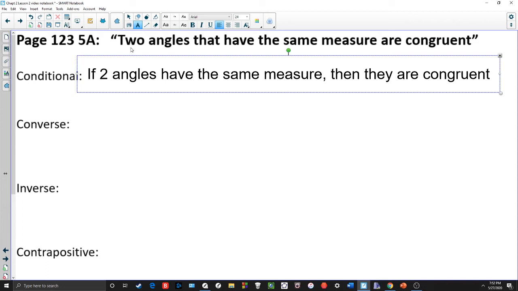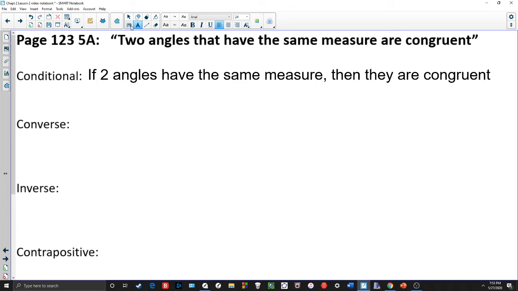So again, we have our first statement, two angles that have the same measure, and then our second statement is they are congruent. Now, is that a true or false statement? Well, this would be true, because that's what it means to be congruent. It means you have the same measure. So if two angles have the same measure, by definition, they are congruent. That's a true statement. Let's see what the converse would be.